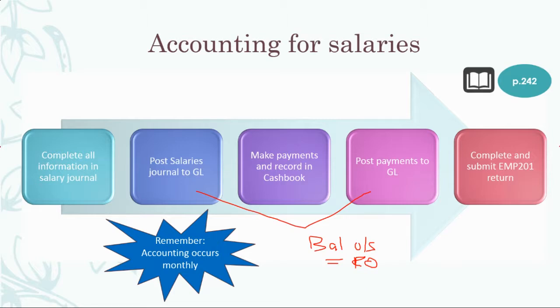And then when we complete the EMP201, you take the information from this salaries account to complete your EMP201, and then whatever is on that EMP201 should equal what was paid out of the cash book. Okay, so the payment should agree to the cash book payments. Okay, specifically for the taxes. So that would be your UIF, your SDL, and your pay as you earn.